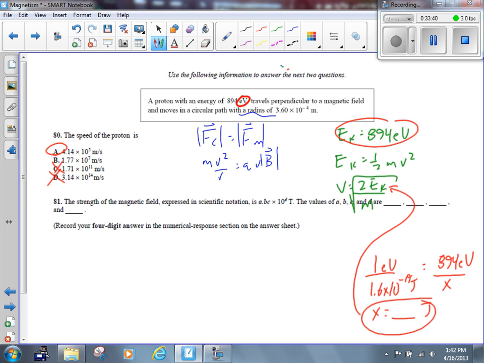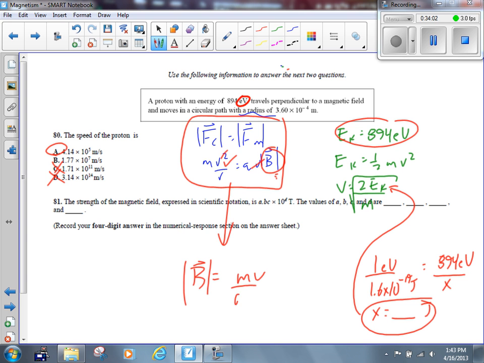Now, once we've found that speed, we're looking for question 81, the strength of the magnetic field. Now I have the speed. Now I can solve for magnetic field. I can use what I was going to use in question A. I can use that down in question B. Just rearrange to solve for B. It becomes mv over qr. Do the math, and we get what we get.